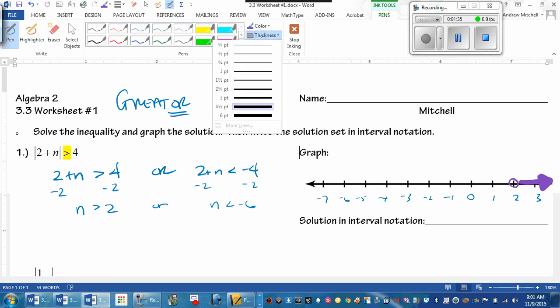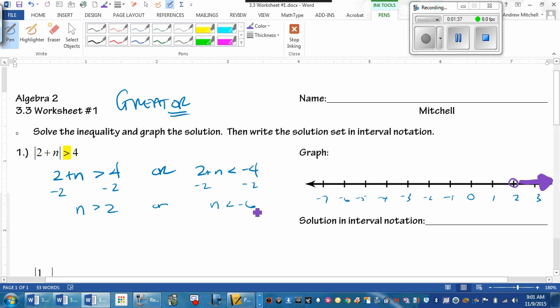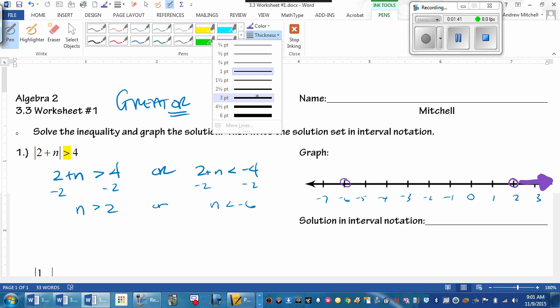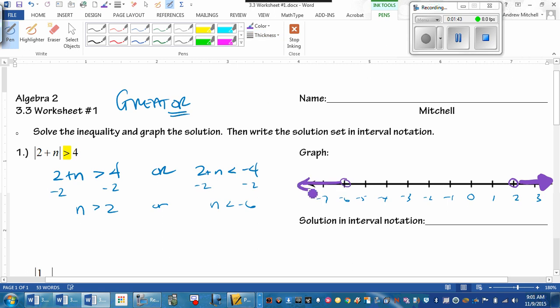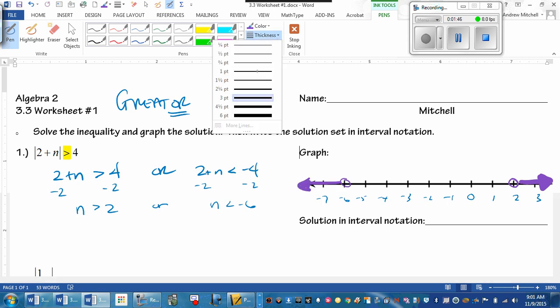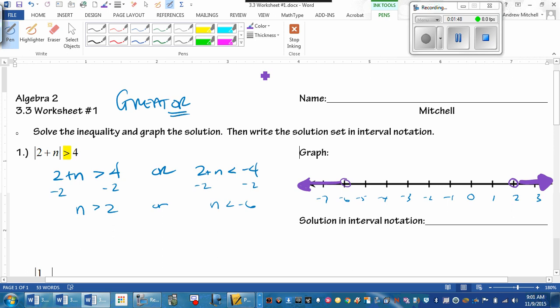And then for our n is less than negative 6, again, we have an open dot at negative 6. And we're going to shade to the left this time. And that's our graph. The last part we need to do here is write this in interval notation.